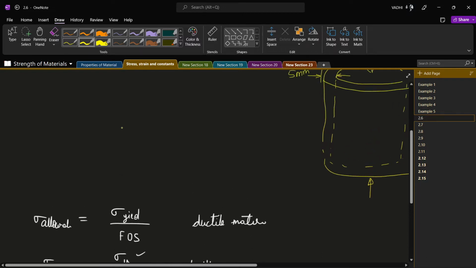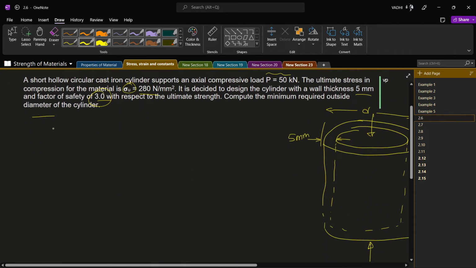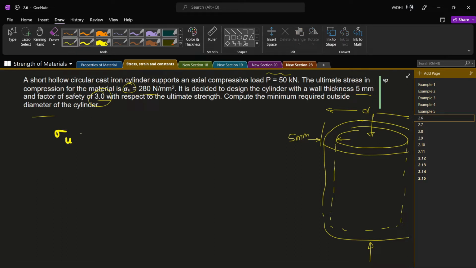Okay, now, so we know sigma ultimate, and we also need sigma allowable. So we have to calculate sigma allowable, that is nothing but sigma ultimate divided by factor of safety, because this is a cast iron cylinder. Cast iron is a brittle material, so we are going to have to use the ultimate stress. So ultimate stress is what they have given us, 280 Newton per mm square divided by factor of safety 3. So this gives me the answer of around 93.33 Newton per mm square.